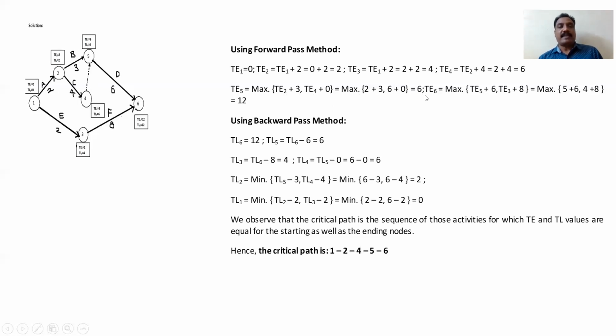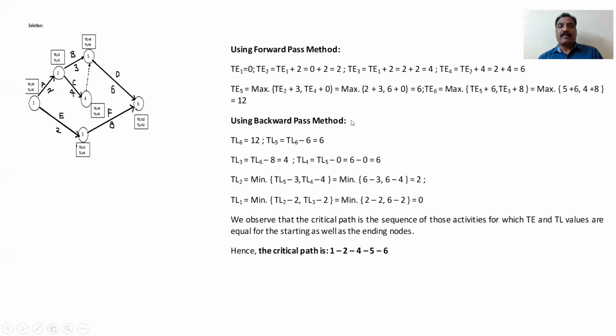So 6. Similarly, TE6. For TE6, 2 arrows are coming into 6. One from 5 to 6, another from 3 to 6. So you should consider the maximum of these two. The maximum of TE5 plus the duration of the activity, 6, or TE3 plus the duration of activity F, 8, is 12. So we found the TE values, the earliest times. Next, the latest allowable times, TL.